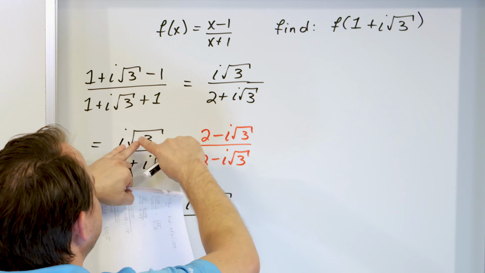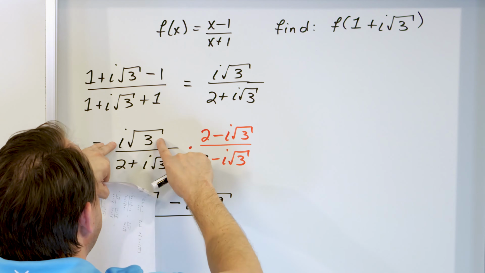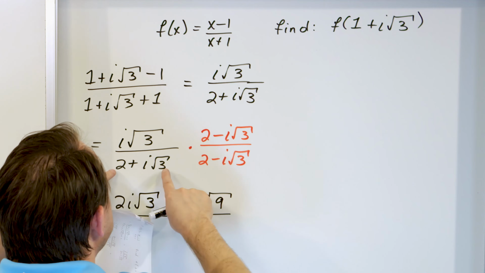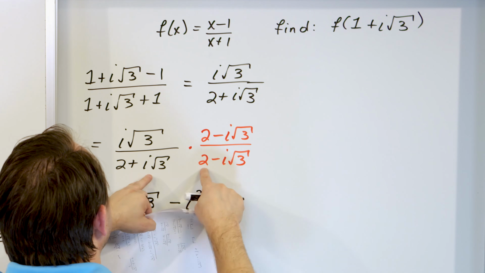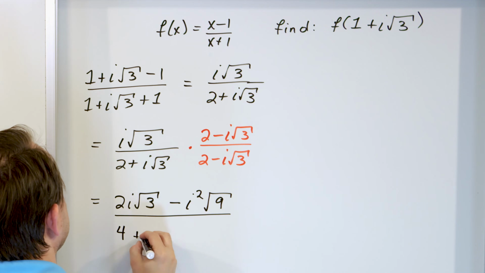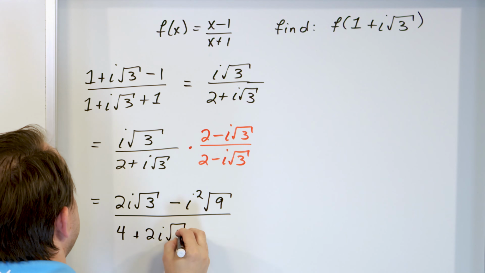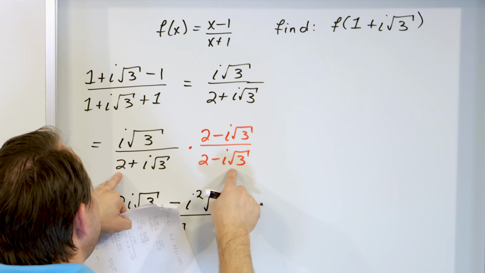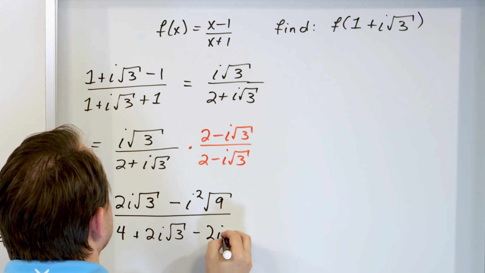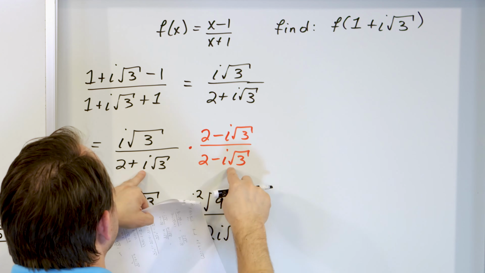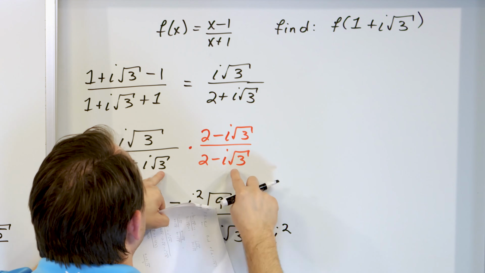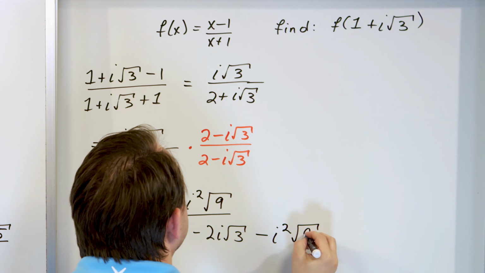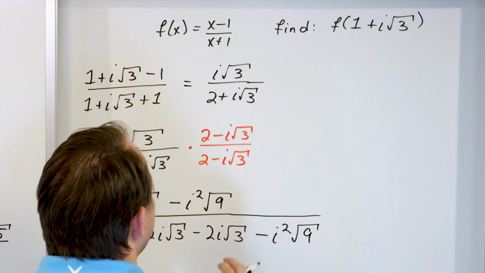Okay? And then we have to do FOIL on the bottom. We don't have to do FOIL on the top because it's just one thing times this, so we just distribute it in. But on the bottom, we have FOIL. 2 times 2 is 4. Inside terms, 2i root 3. Here we have 2 times the negative, so negative 2i root 3. And then the last term, negative times positive is negative. i times i is i squared. Root 3 times root 3, I'm going to write it as root of 3 times 3, which is 9, and that's all in the bottom.